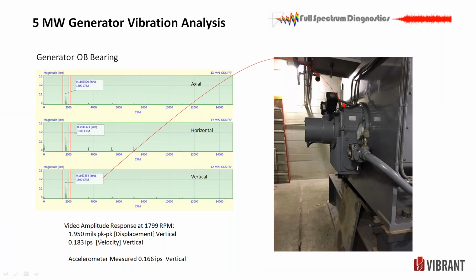And I mentioned earlier, it was very close to the accelerometer measured data that we see here in the vertical direction, 0.166 inches per second. The accelerometer measurement was very close to the video measurement.